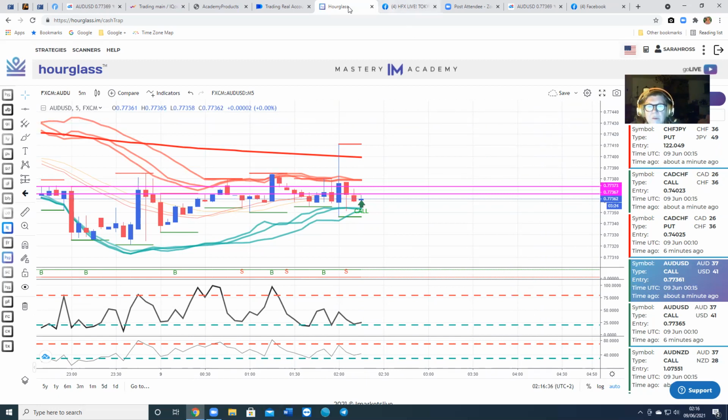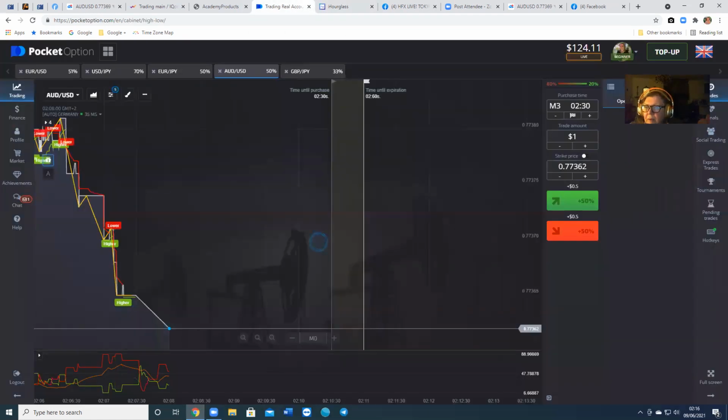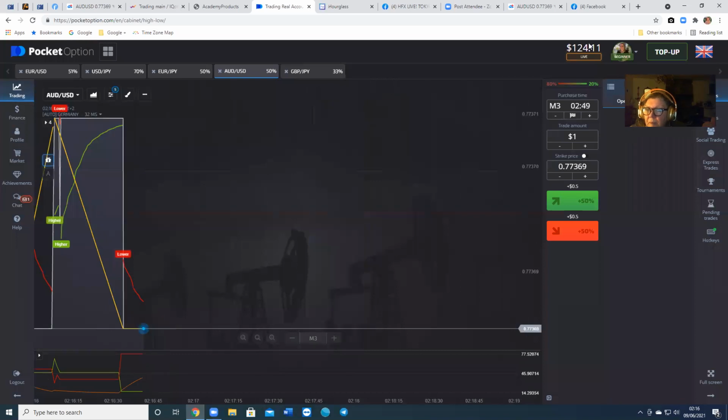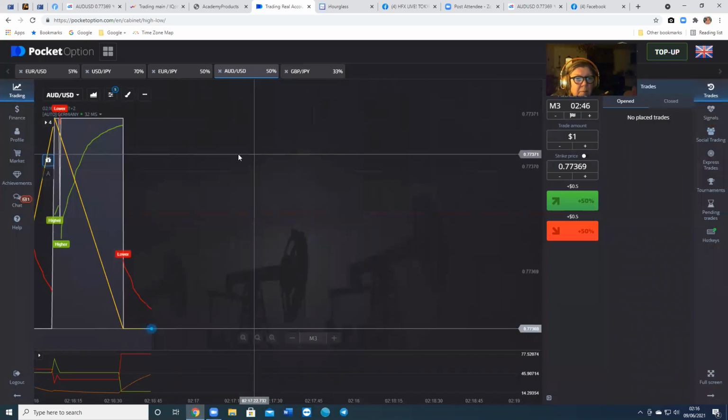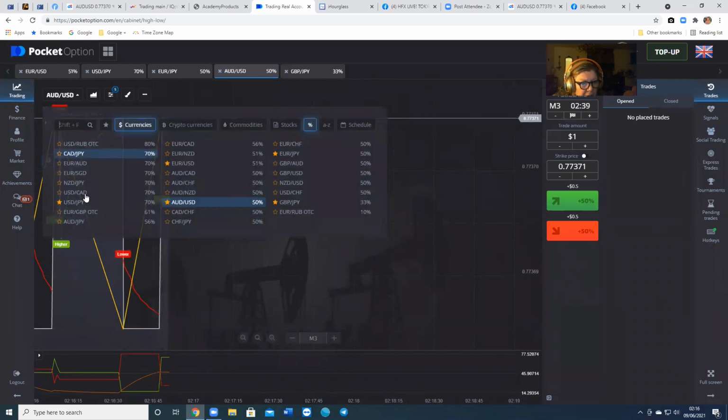pop across to our Pocket Option for UJ. So that's the only one worth trading on here at 70%. We most certainly do not trade these.